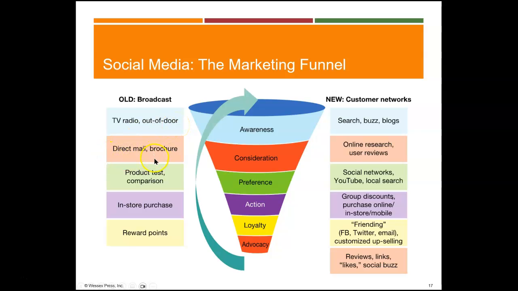Then we have the direct mail, catalogs, brochures, product test and comparison. Maybe your samples that come in the mail, like, oh, try this detergent soap. They used to send little packages and you could try it. An in-store purchase, and then of course reward points. Now, new customer networks include search, buzz, blogs, online research, user reviews, and I know all of you utilize research and reviews.